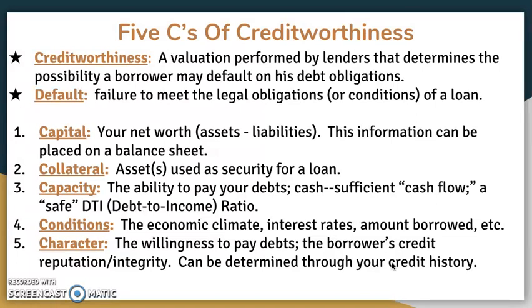Capital is your net worth, also known as equity. Collateral are assets used as security for the loan. Capacity is your ability to pay your debts, your DTI. Your conditions are the economic climate, interest rates, and amount borrowed. And character, which is your willingness and your reputation for paying back your debt.